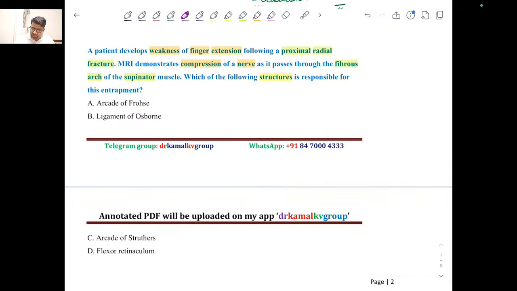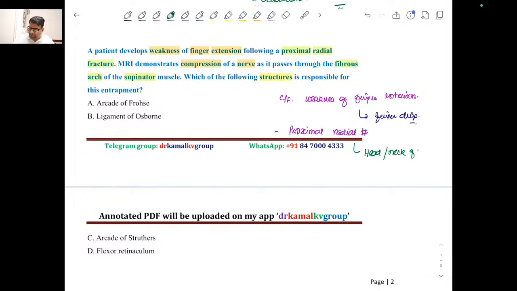Now, here, what is the clinical presentation? There is weakness of finger extension, and whenever we have this phrase, it means we are dealing with a case of finger drop. This is one thing. Then there is a proximal radial fracture. So proximal radial fracture means it can be the head or neck of the radius.